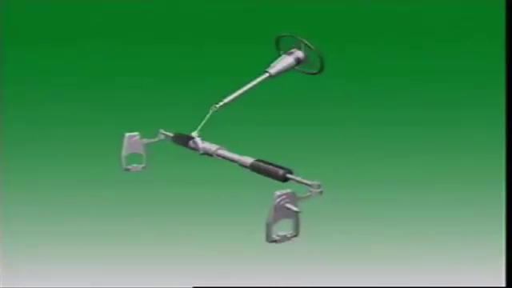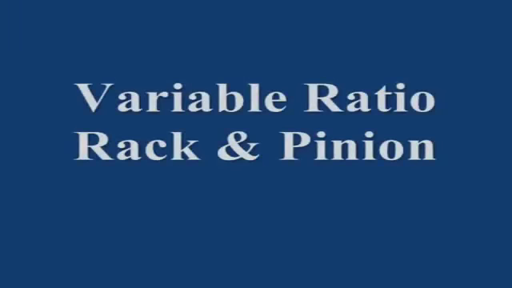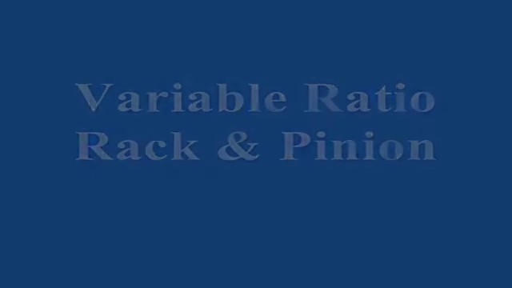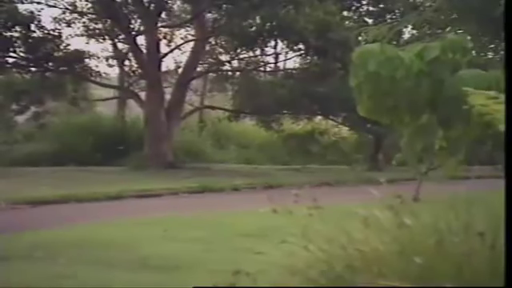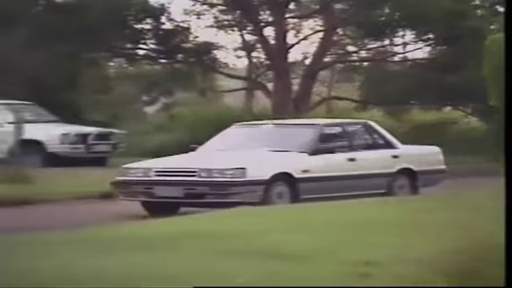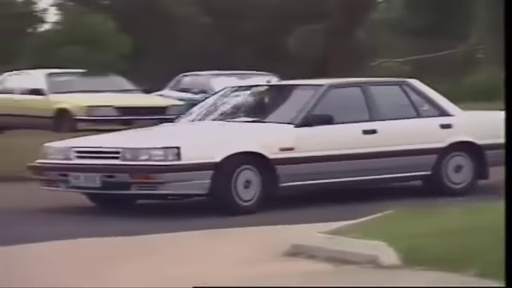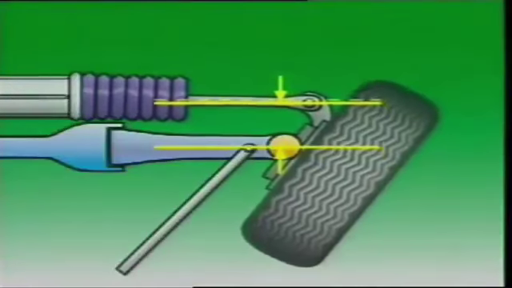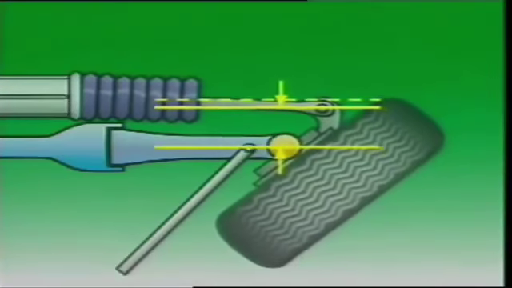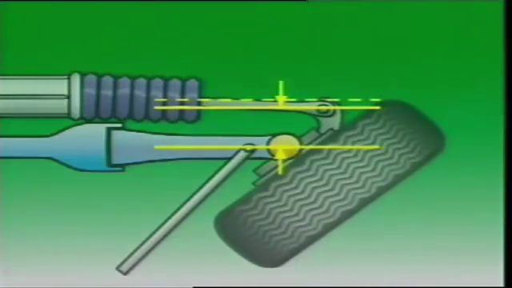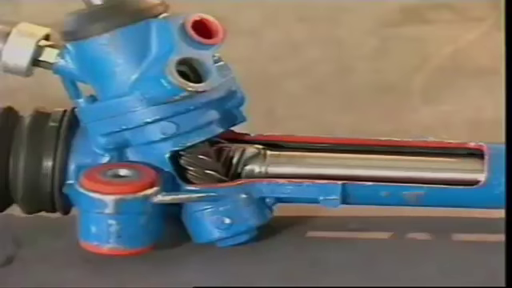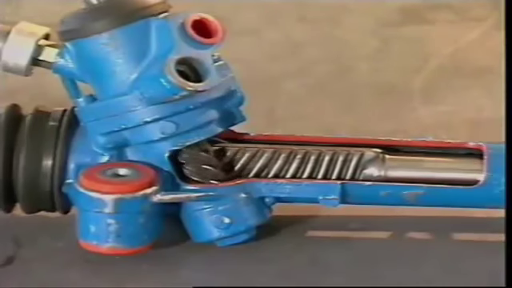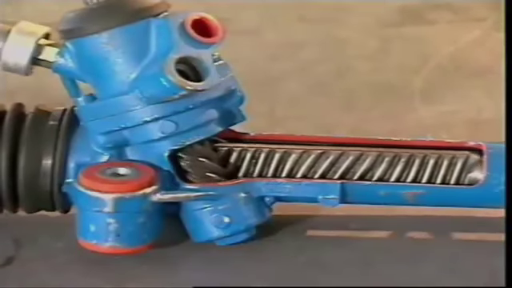But in each case, the ratio is the same for all positions of the wheels. It is a fixed ratio. A disadvantage of a fixed ratio system is that towards the lock positions, more effort is needed by the driver. This is because the angle of the steering arms reduces their effective length, and that reduces the leverage on the wheels. To overcome this, many rack and pinion systems use variable ratio steering.